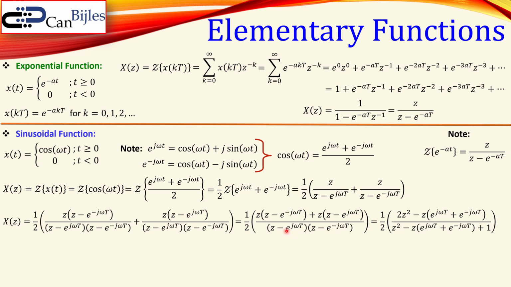So e to the power j5 times e to the power minus j5 is also 1. Of course this is minus and this is minus, so they also cancel each other out. And the second term is because of this multiplication here and this multiplication there. So we actually have this. So this is our z-transform for this function.